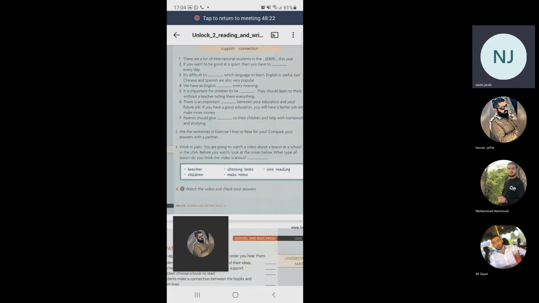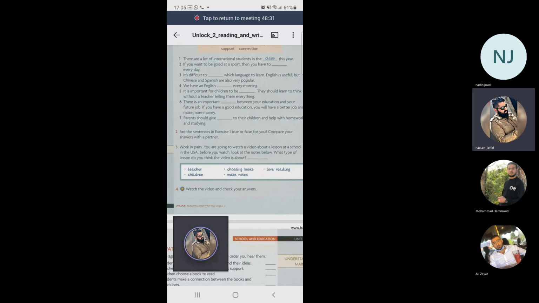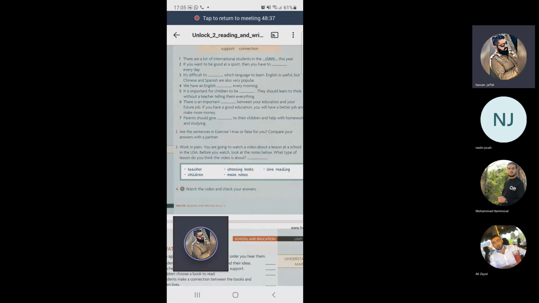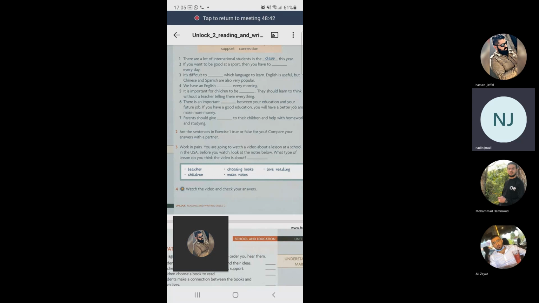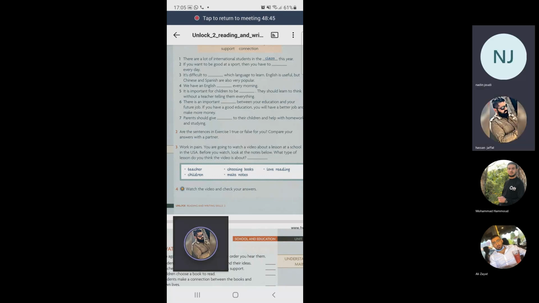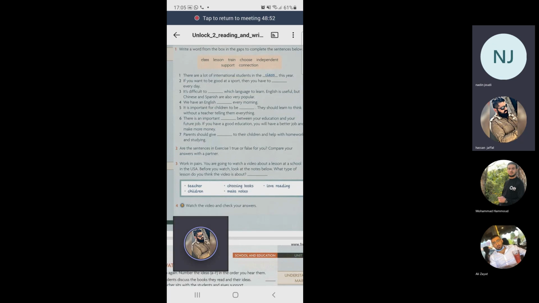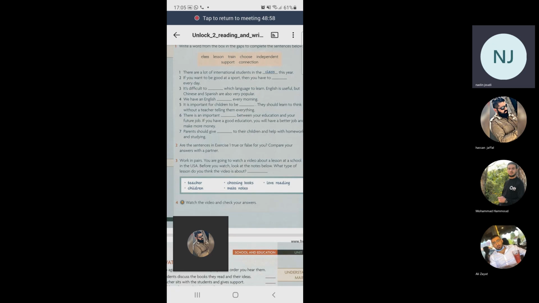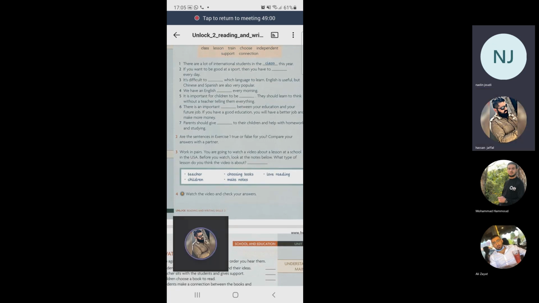Now I want you to focus on number 6. Is there a conditional sentence in number 6? And it's close to the second sentence. So in number 6, there is a conditional sentence. There is an important connection between your education and your future job.